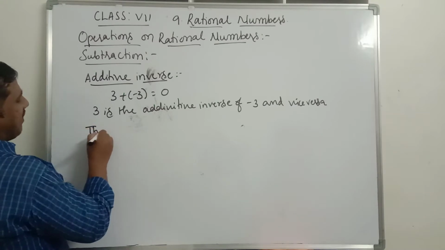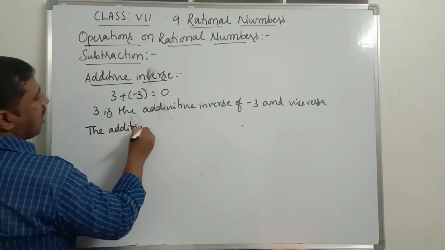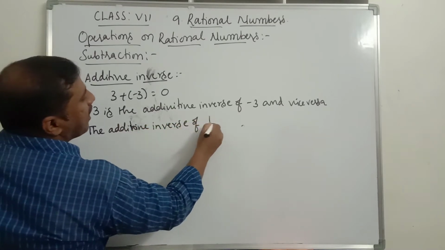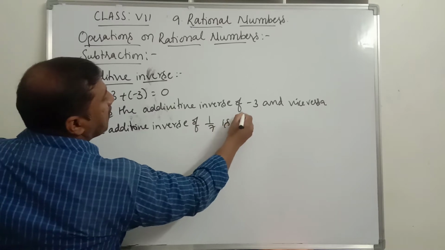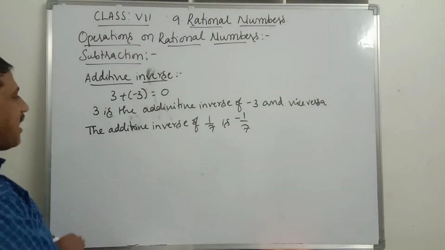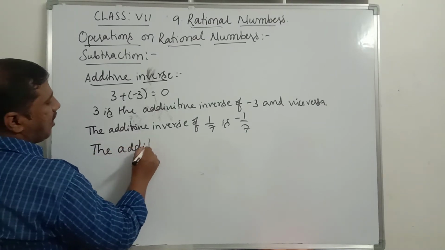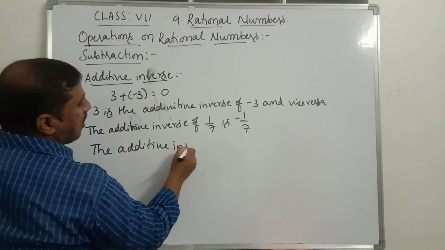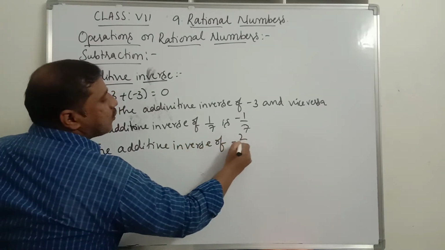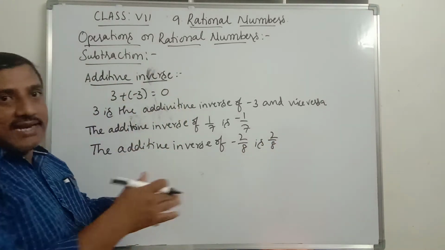Similarly, the additive inverse of fractions. The additive inverse of 1 by 7 is minus 1 by 7. That is, plus will become minus and minus will become plus. Similarly, the additive inverse of minus 2 by 8 is plus 2 by 8. That is, the sign will change.